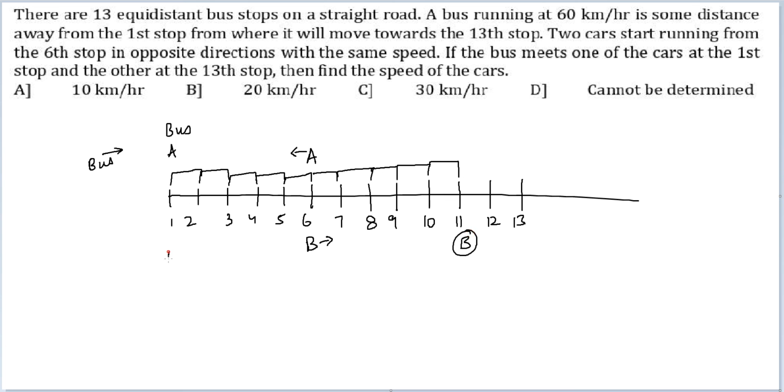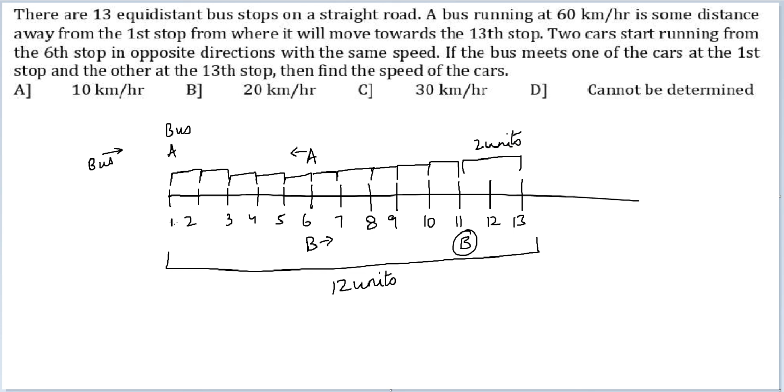Now, the bus is traveling 12 units of distance in the time that B is traveling 2 units of distance. In the time that the bus is traveling 12 units of distance, B is traveling 2 units of distance. So speed of bus by speed of B would be 12 by 2, or 6 by 1.